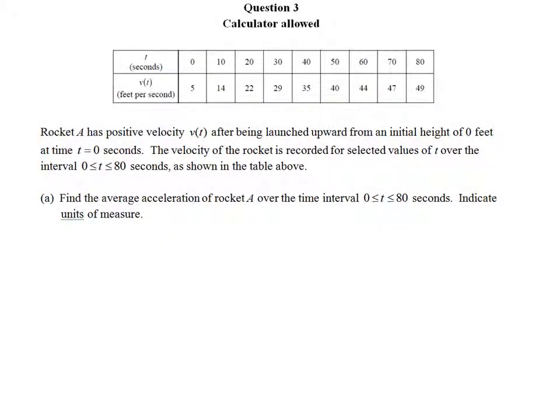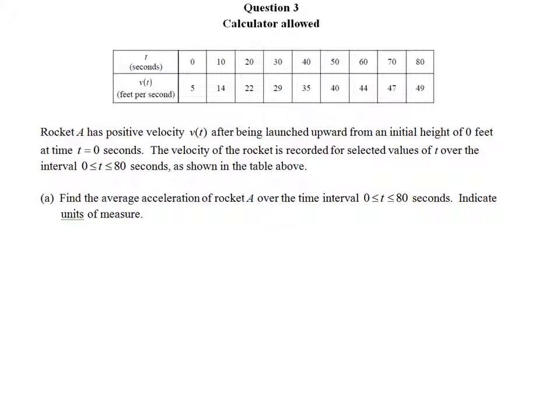Problem 3. Rocket A has a positive velocity v of t after being launched upward from an initial height of 0 feet at time t equals 0 seconds. The velocity of the rocket is recorded for selected values of t over the interval between 0 and 80 seconds with data recorded in the table.